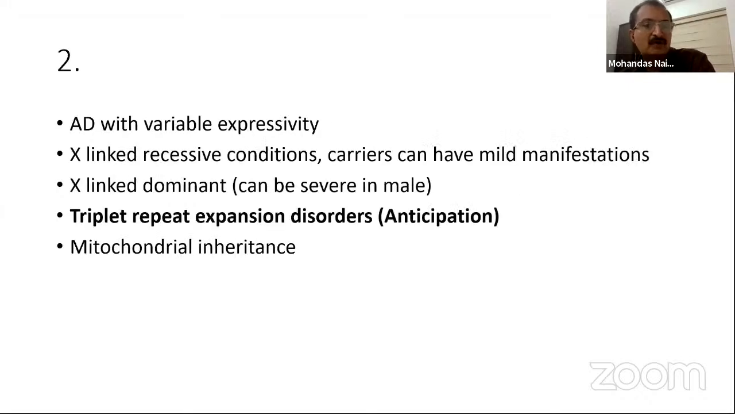And another situation can be autosomal dominant with variable expressivity, or X-linked recessive conditions where the carriers can have mild manifestations. In case of Duchenne muscular dystrophy, the carrier female can have some hypertrophy, some weakness, and so on.